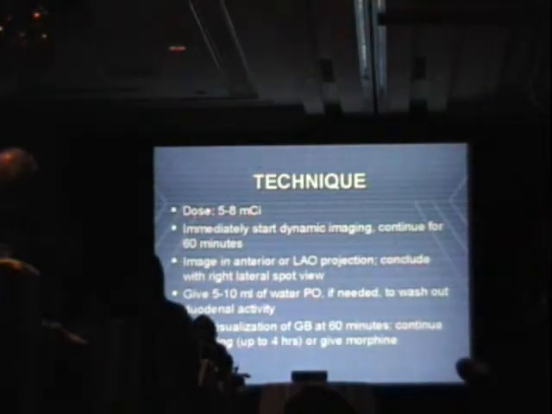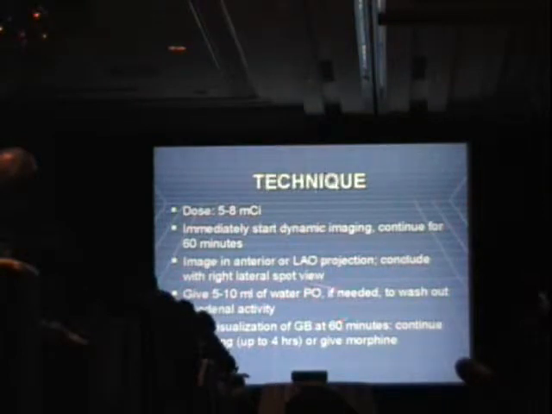We give five millicuries or so to the patients, start imaging immediately after injection, and image for 60 minutes. At the end of 60 minutes, if we haven't seen the gallbladder, we will then give the patient morphine if there's no contraindication to that, and then we'll image for another 30 minutes. Some patients can't get morphine. The alternative is to reimage at 4 hours after injection. It doesn't have to be continuous imaging. It's enough to bring them back at 4 hours and see whether the gallbladder shows up or not.